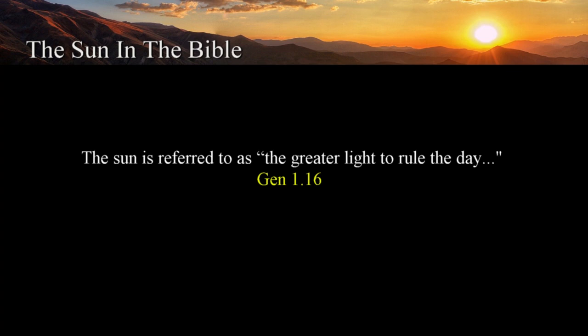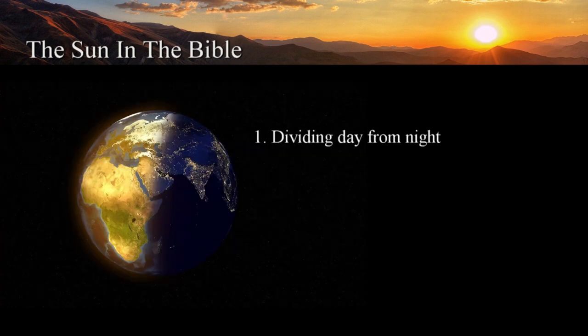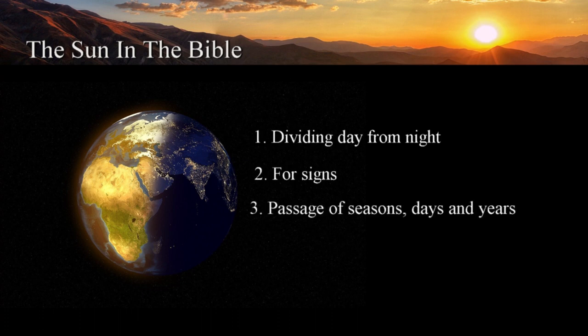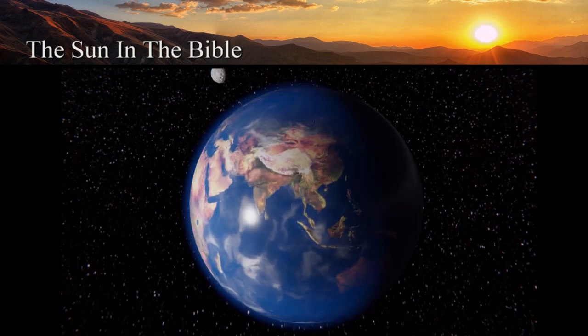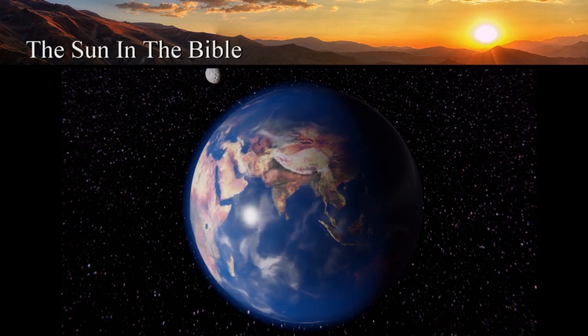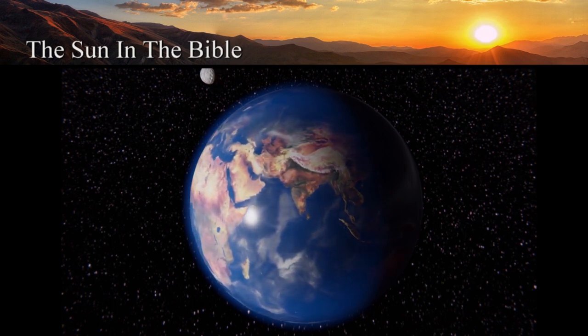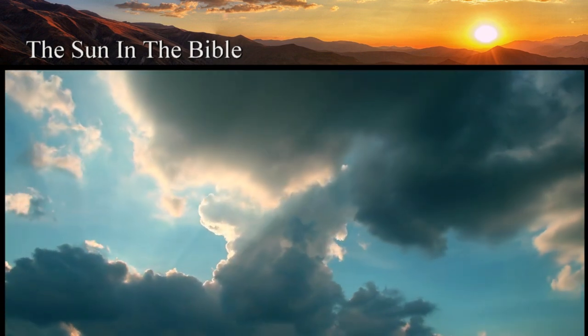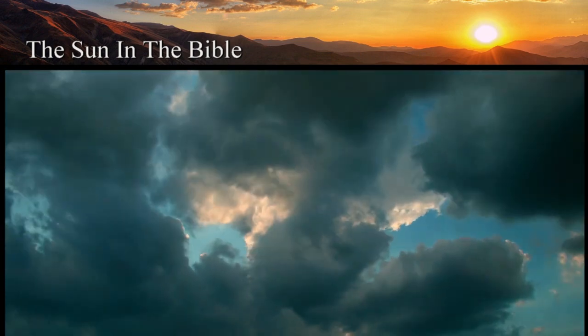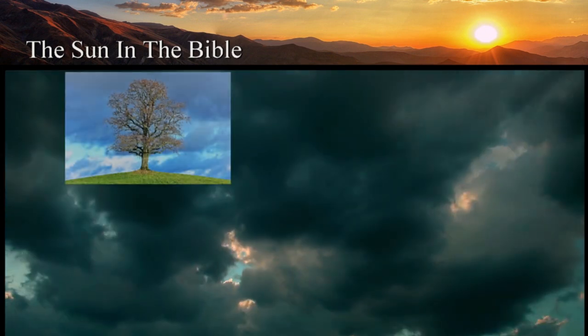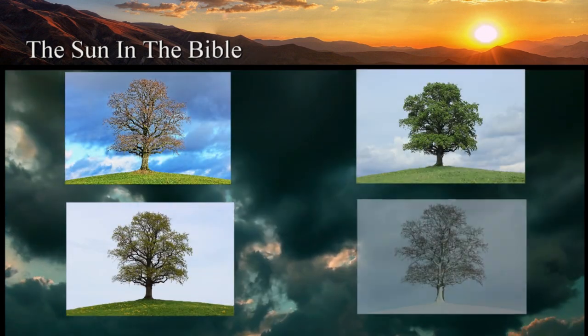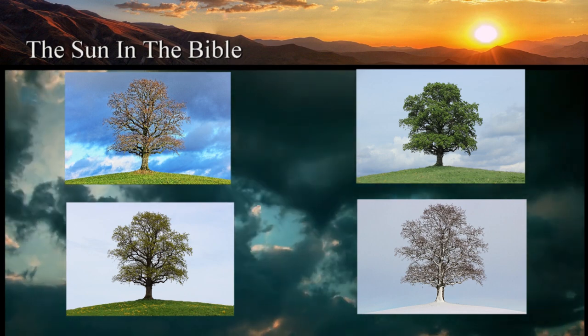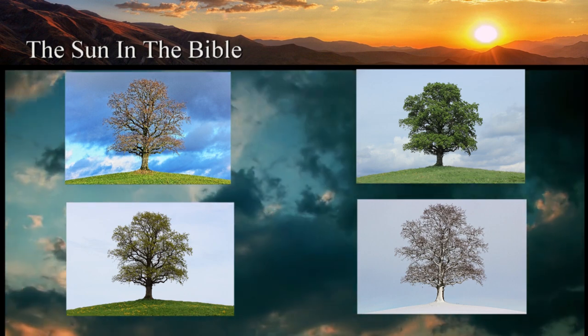Focusing on the sun, we can list the functions it was created to perform. These are dividing day from night, for signs, and the passage of seasons, days, and years. At a casual glance, we see the obvious function of forming a boundary between day and night or light and darkness. The third function is an extension of marking the passage of time. Days would pass and the movement of the earth in its orbit would bring about changes in the seasons. The sun would then be an instrument that could be used to identify these cycles.